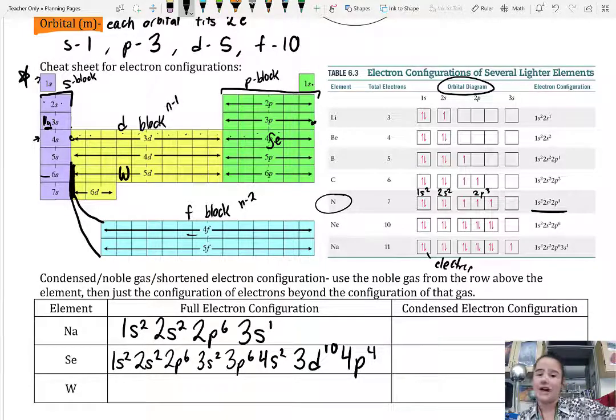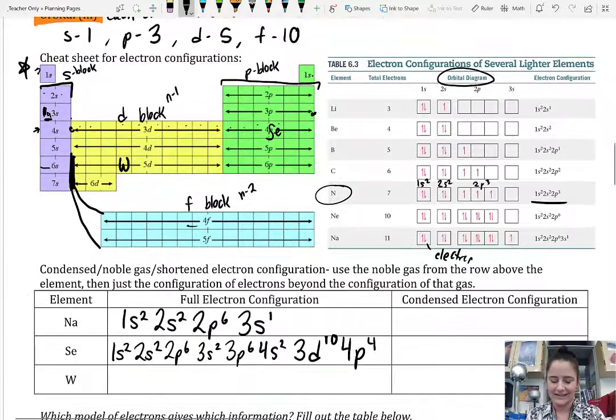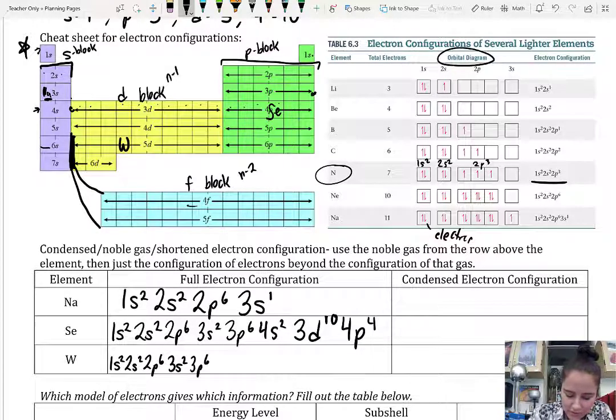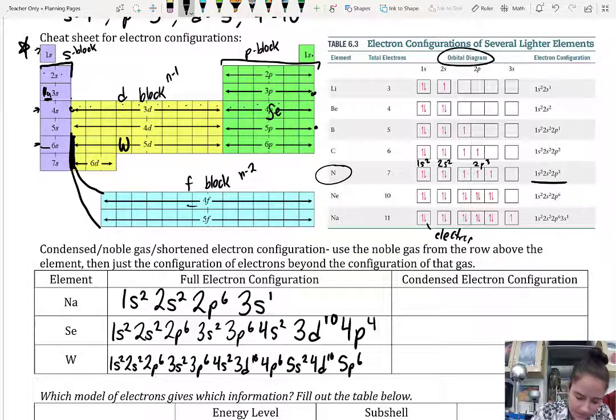Again, I'm just starting from the top and reading across and not stopping until I get to my element. So I got 1s2, 2s2, 2p6, 3s2, 3p6, 4s2, 3d10, 4p6, 5s2, 4d10, 5p6. Okay, now I'm right there. I'm going to go on to the next line because I'm running out of room.